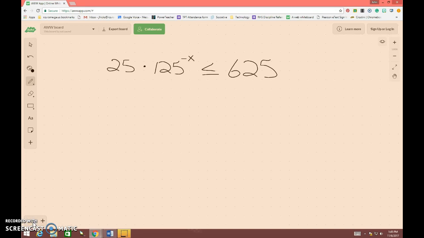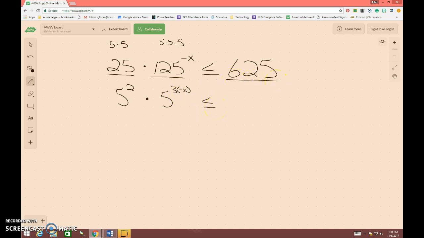All right, so going back to our problem, first we've got to break these down. With 25, we know 25 will break down into 5 times 5, so that's going to be 5 squared. Now, 125 we're going to break down into 5 times 5, which is 25, times 5, which is 125. So in that one, we're going to have 5 to the 3rd power. But we've also got that other power, which means we've got to multiply it times negative x. Then we have less than or equal to 625.